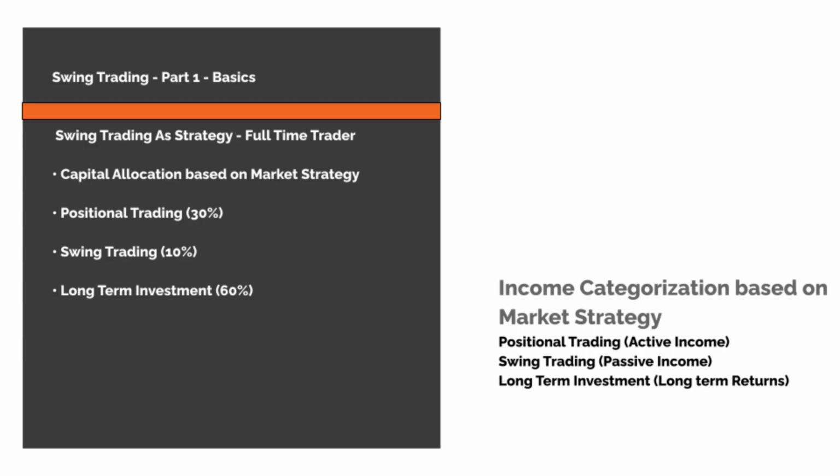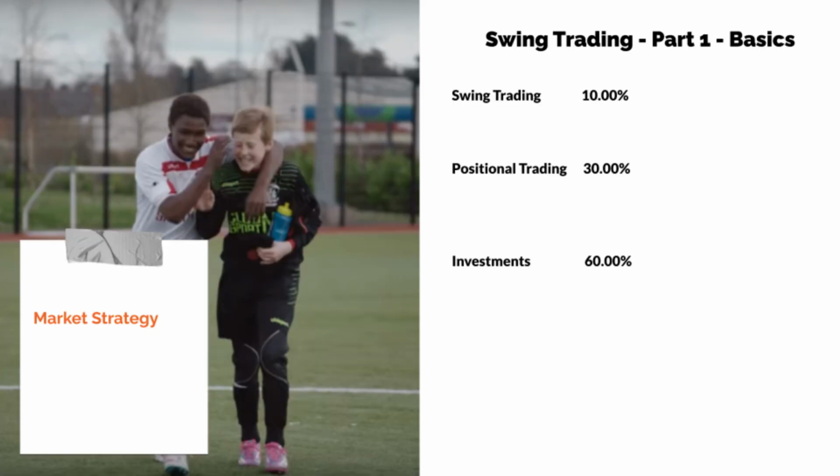So this is the sort of income categories that I have classified based on my psychological comfort level. So for me, the positional trading that I do is my active income because I am a full-time trader. The swing trading that I do is my passive income. That is, my life does not depend on this income. It mostly depends on positional trading. And long-term investments, obviously you cannot categorize them as income because they are the sort of long-term returns that you take out of the market.